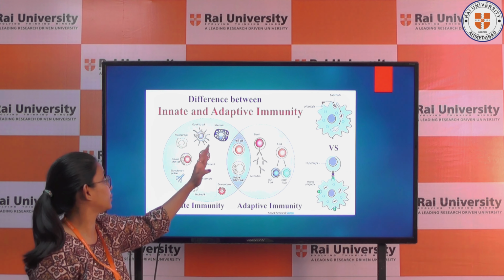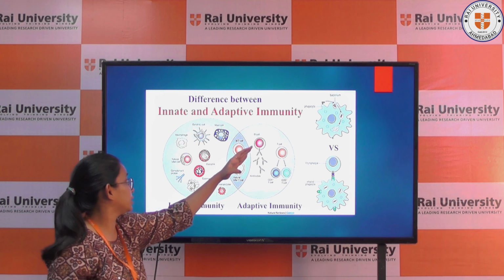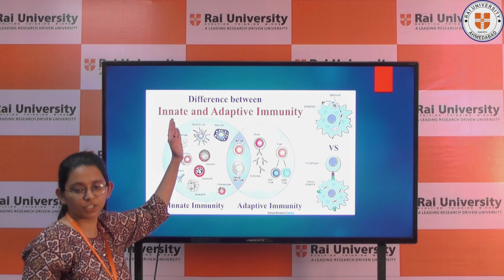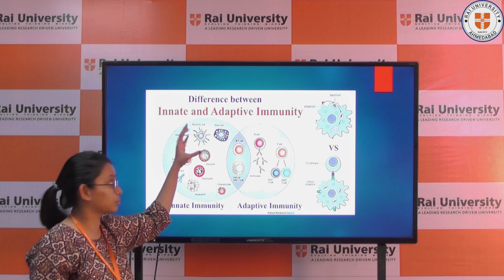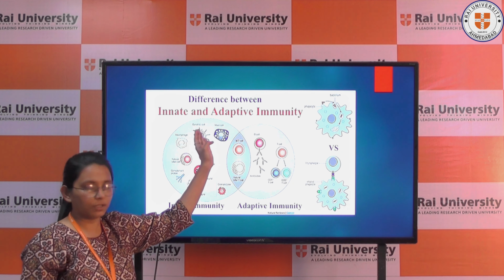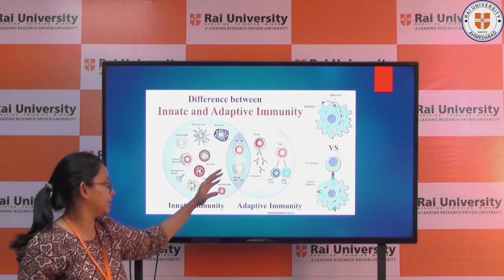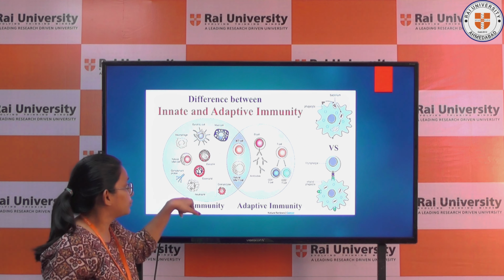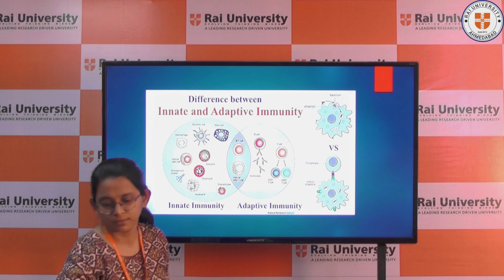Now, what is the difference between innate and adaptive immunity? The main difference is that innate immunity is what we get through birth, and adaptive immunity is what we gain through disease or by getting vaccinated. This is the main difference between innate and adaptive immunity.